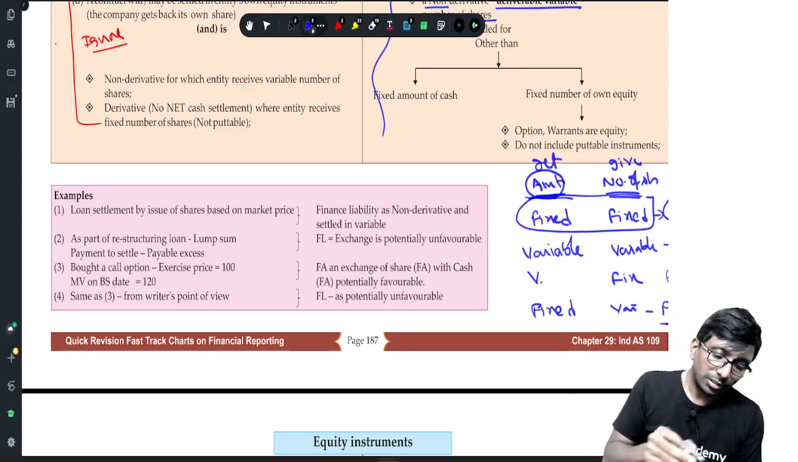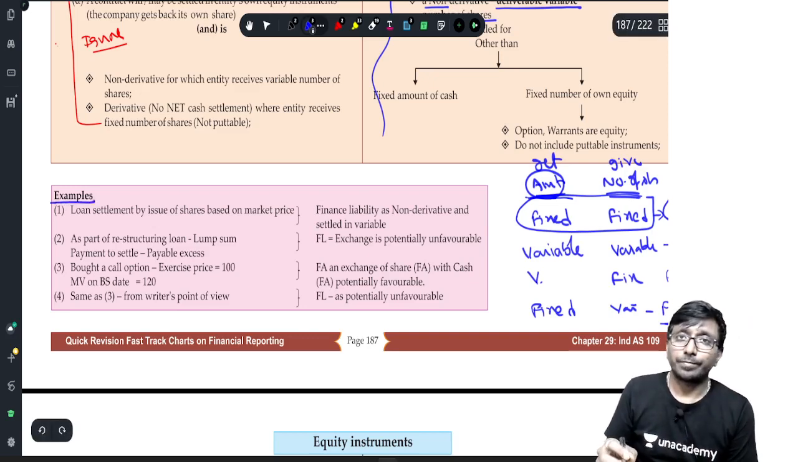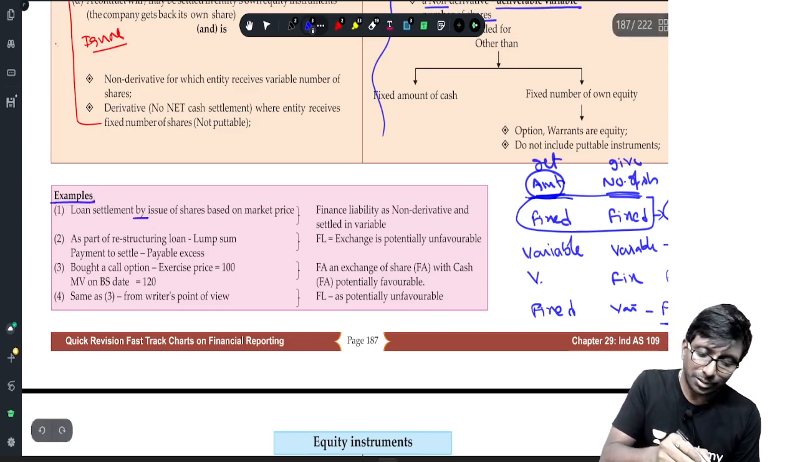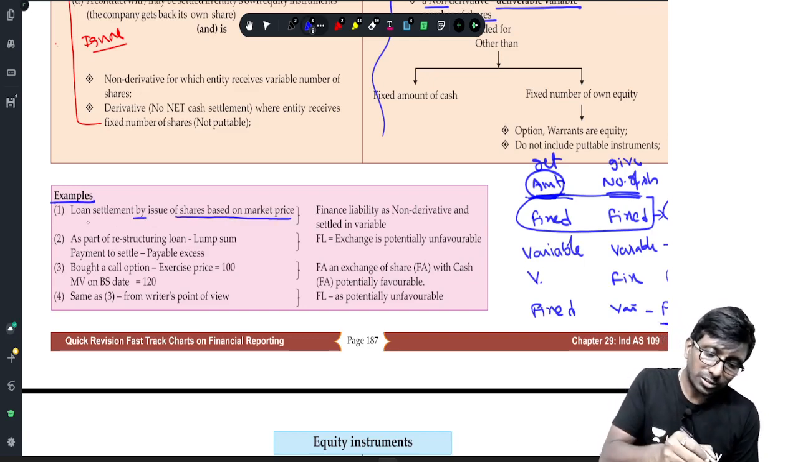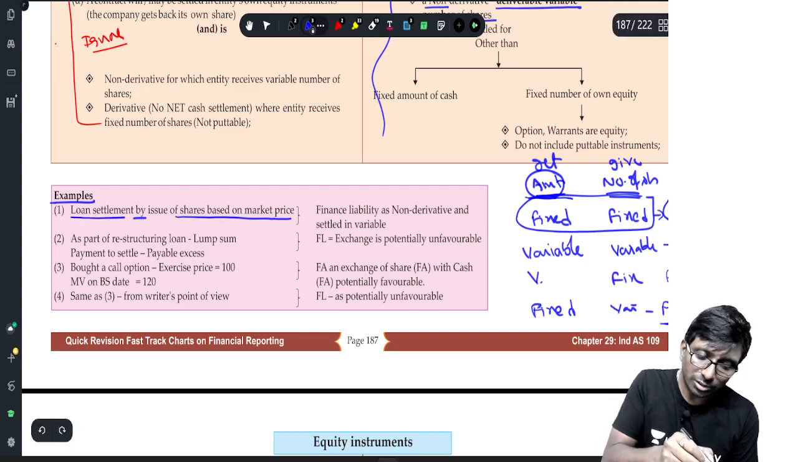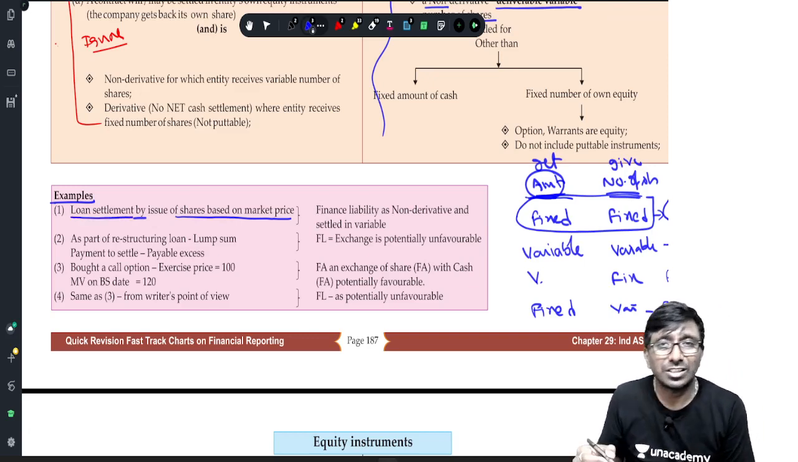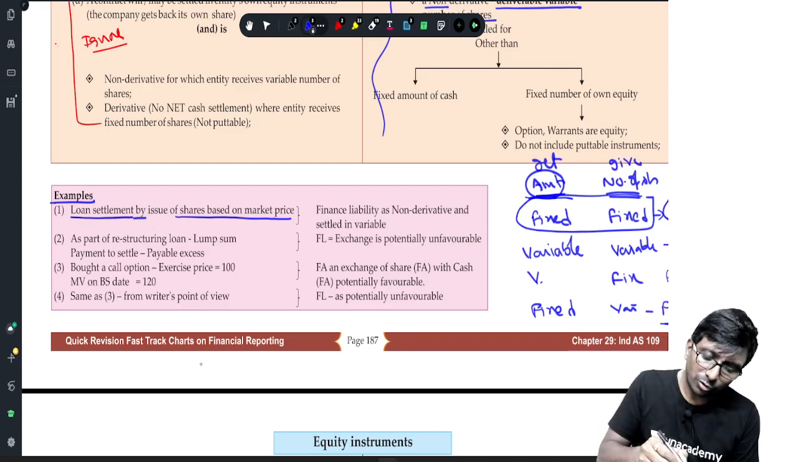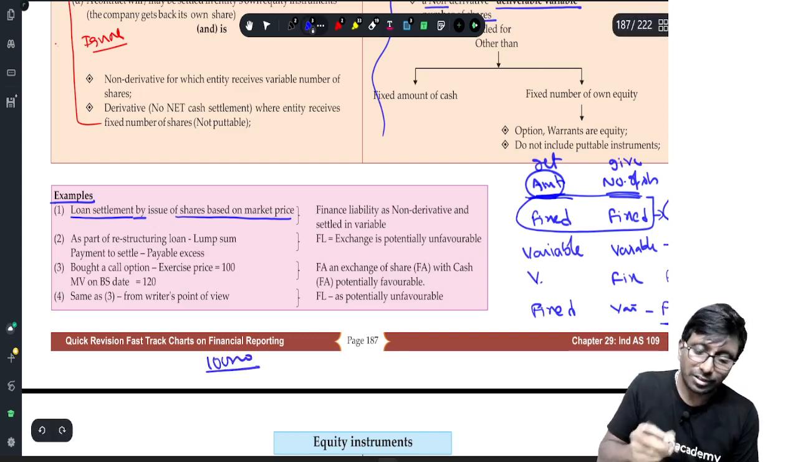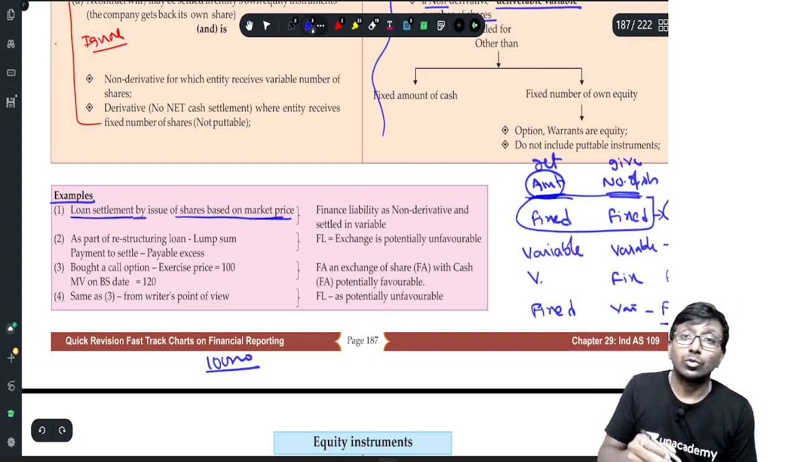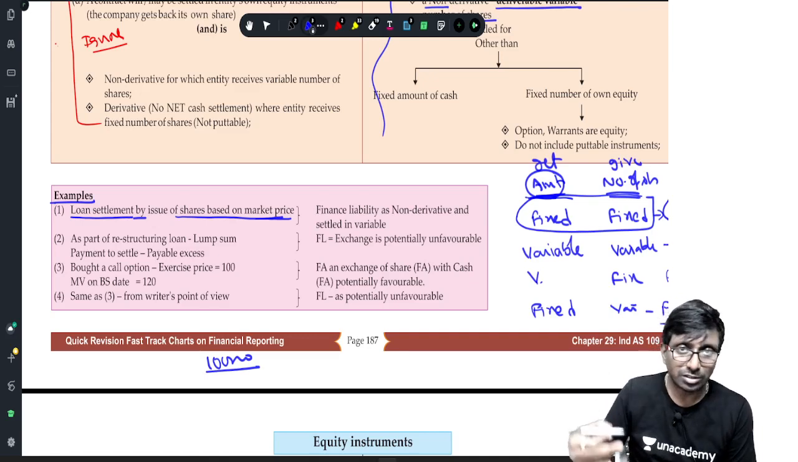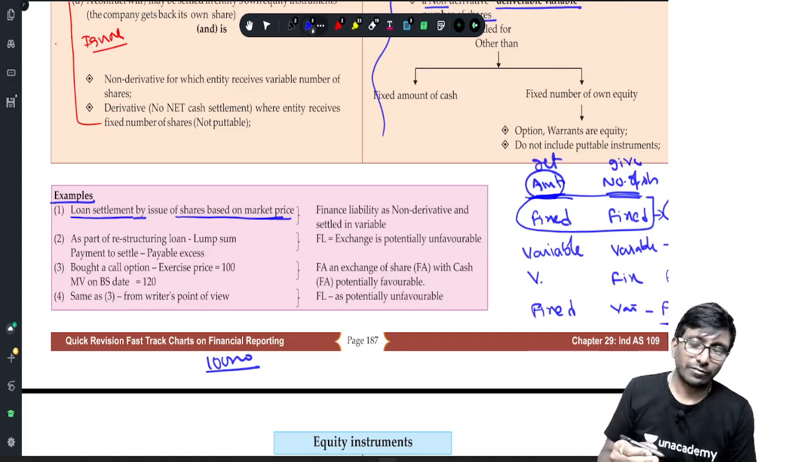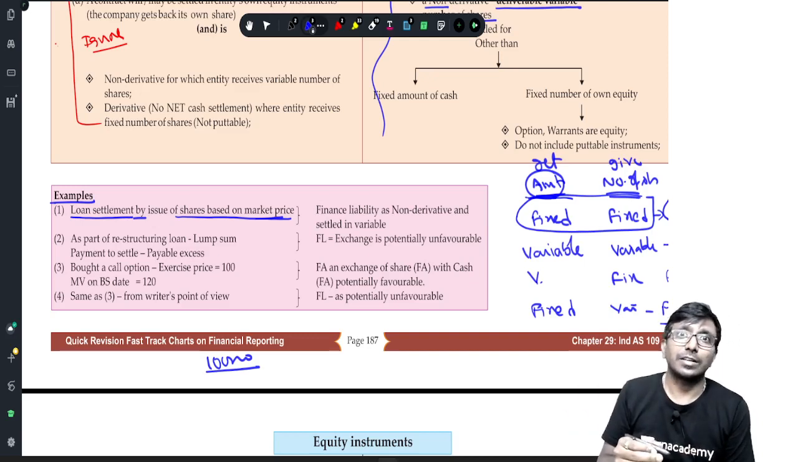Right. Next point. Some examples. Loan settlement by issue of shares based on the market price. I am going to settle my loan. Fine. How many shares are you going to give? Sir, the loan amount I know. Loan amount is equal to 1 lakh, sir, divided by the market value. Today market value is how much? Not today. We'll settle on so and so day, in the future, not as on 31st March. It will be settled by using the market value.